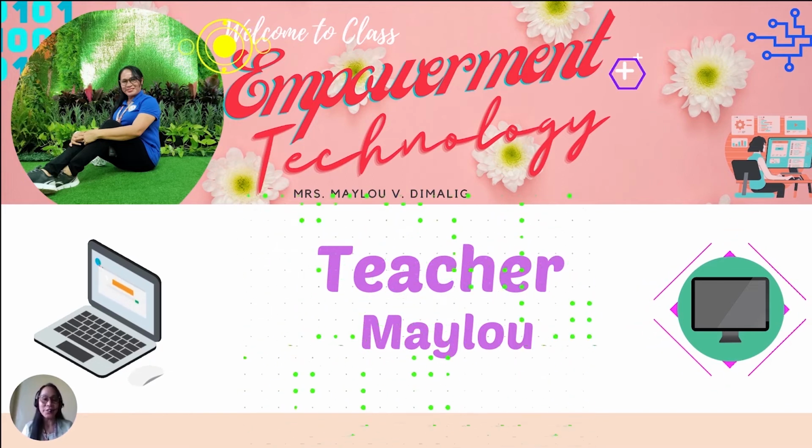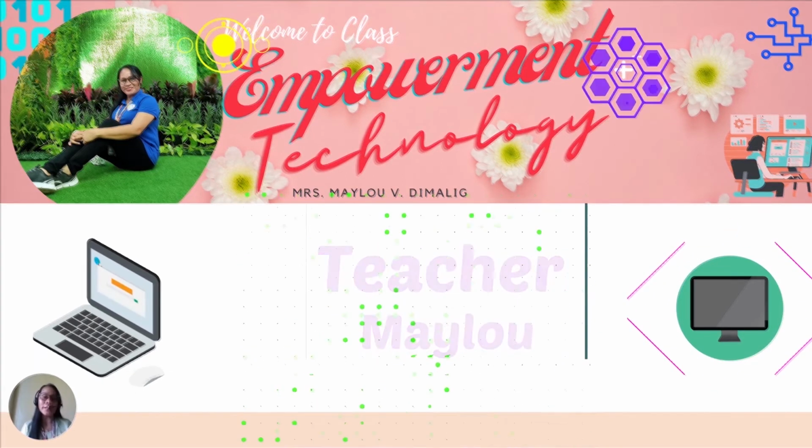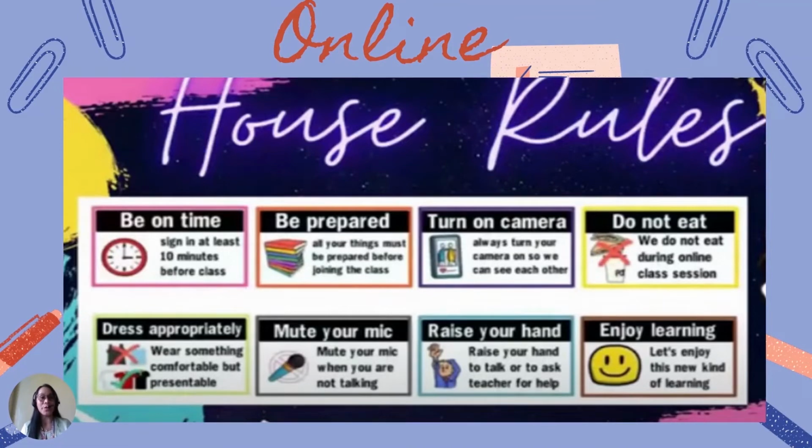To start with our session this morning, we will start discussing house rules, or online house rules. The first one is be on time. Since you have here 10 or 15 minutes before the time, that's a good move. Congratulations, guys. The second one is be prepared. Before you log in to our class, you have to set everything and prepare yourself before attending our class.